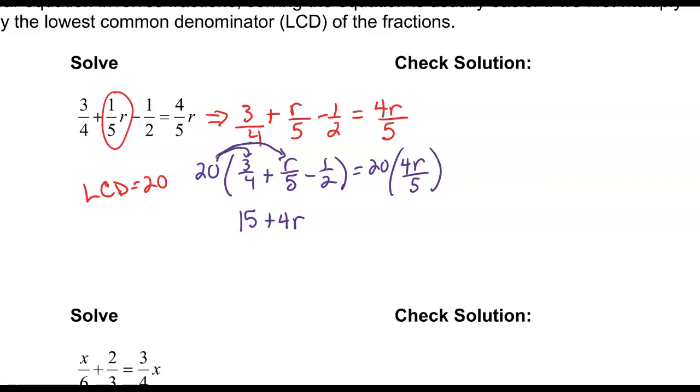All right, then we do our last one. 20 times a negative 1/2. Well, guys, what's 1/2 of 20? 10. So it would be a negative what? 10. All right, now the same thing here.